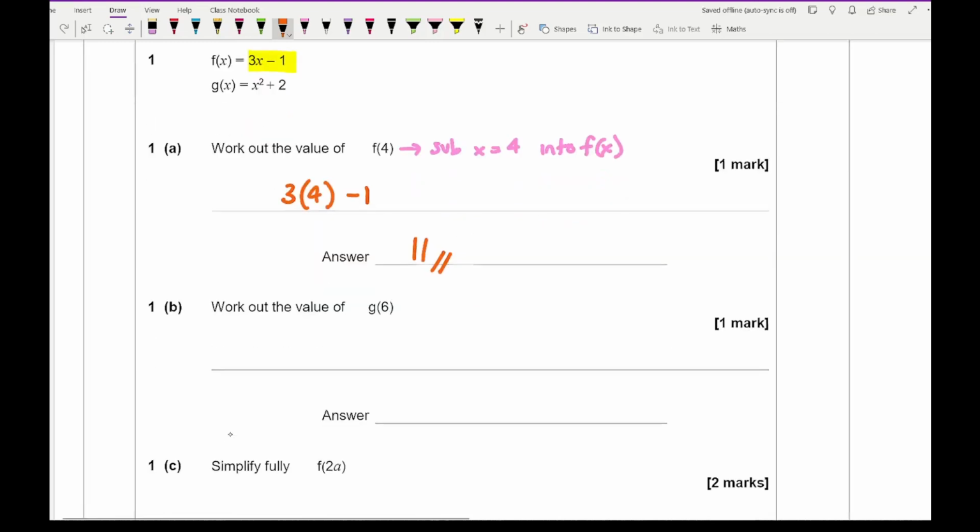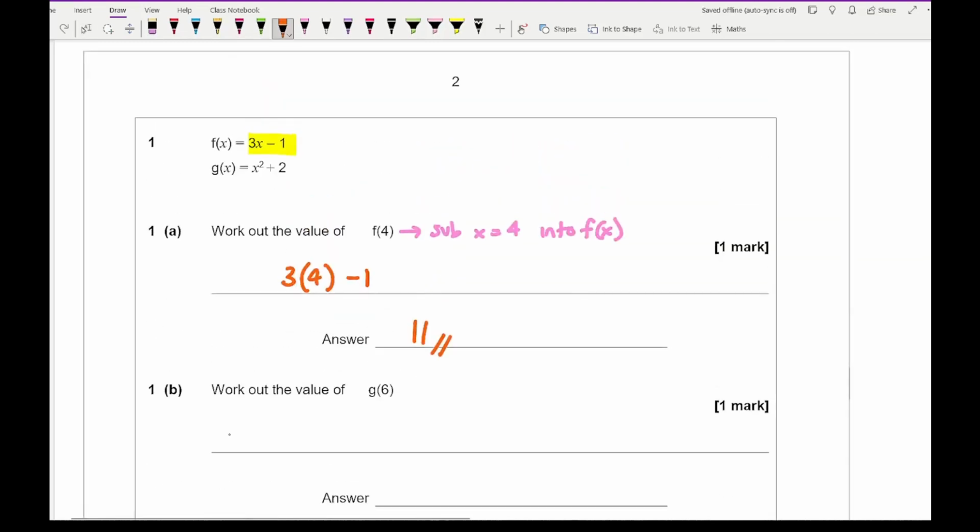Then for question 1b, it says work out the value of g of 6. So here all we need to do is sub x equals 6 into g of x. So looking at g of x, which is x squared plus 2, swapping the x with 6, we get 6 squared plus 2, which is 36 plus 2, which is 38.